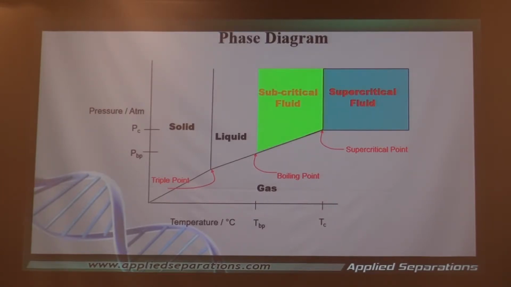Now, many times we also hear this term subcritical, a subcritical fluid. Just by definition, this is the area above the normal boiling point and below the supercritical point. And this really is not the English term fluid. It really still is a liquid. It behaves like a liquid, although some of the properties change a little bit, especially in water, subcritical water.